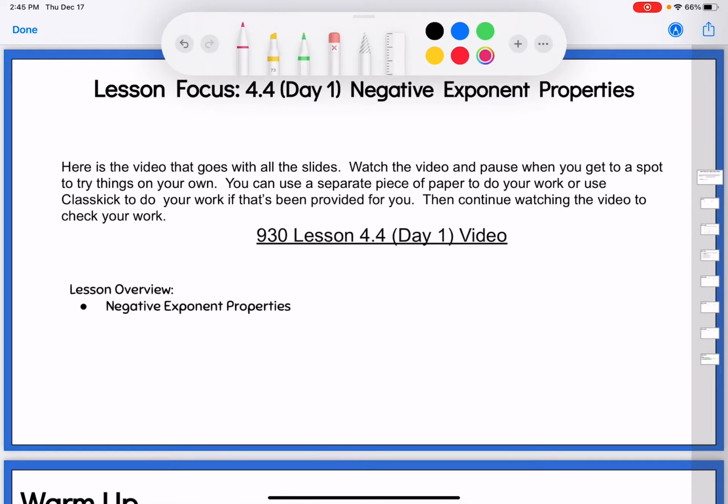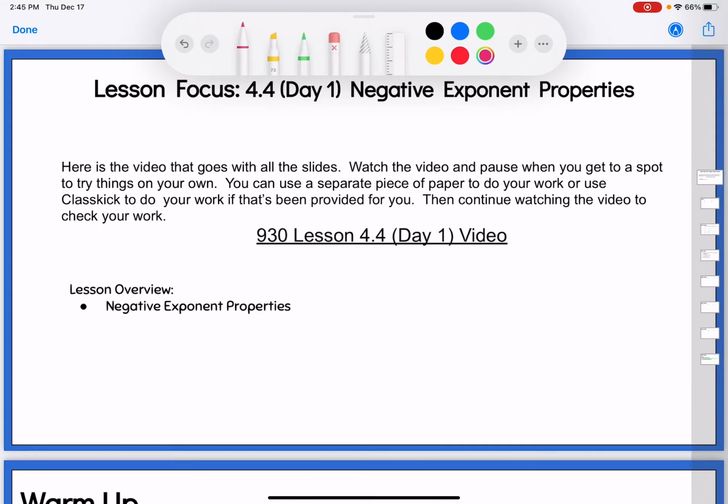All right, so our next adventure in Unit 4 for 930 with our exponents is we are going to talk about negative exponents. So if you've noticed so far with all of our exponent properties, we've had positive exponents, or we learned what happens when the exponent is a 0 back before the quiz. So now we're going to throw into the mix, what about if one of those numbers up there in that exponent spot is a negative number? So that's what 4.4 is all about.